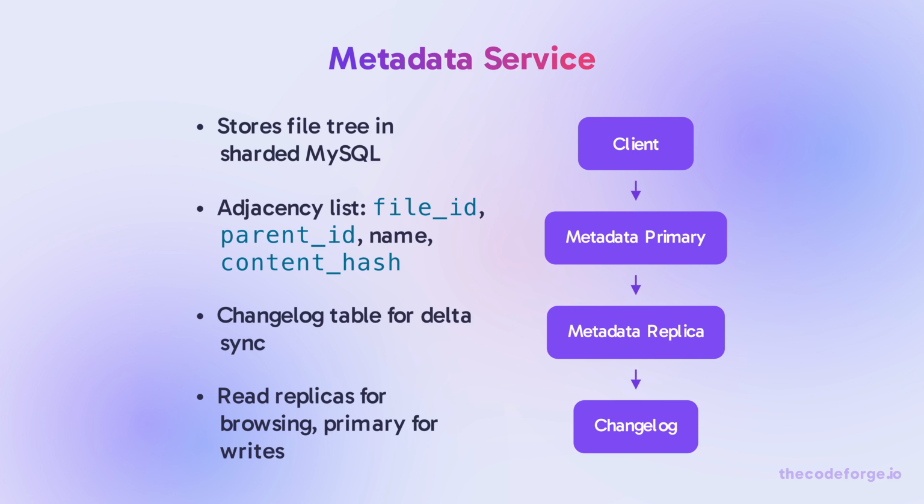The metadata service is the single source of truth for file hierarchy. Each user's file tree is stored in a relational database, sharded by userid. The tree uses an adjacency list. A changelog table records every change, enabling efficient delta sync. Read operations are served from replicas, writes go to the primary.